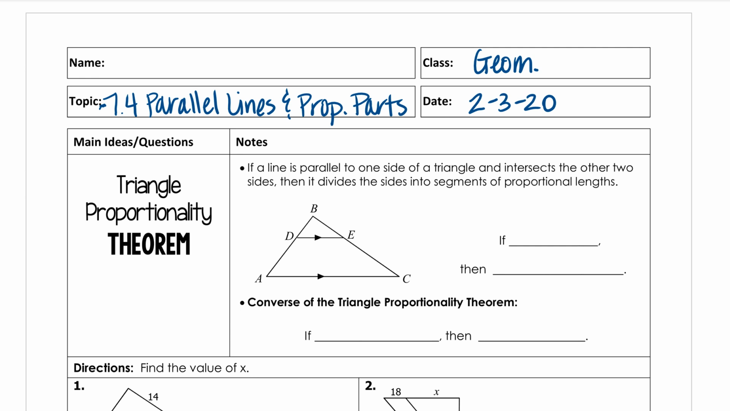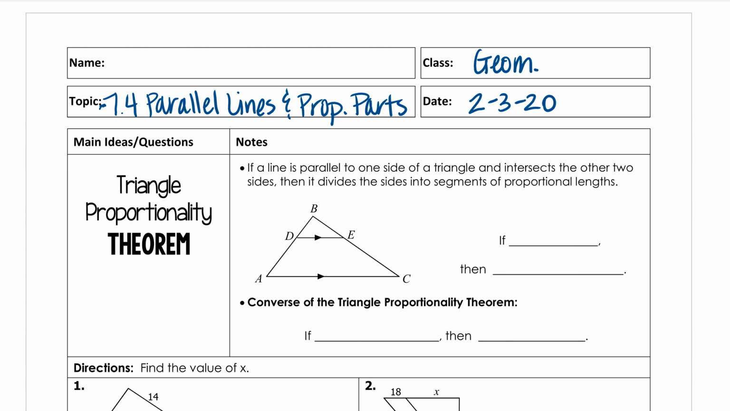Geometry, these are the notes for section 7.4 on parallel lines and proportional parts. So we're going to practice what you're going to do on Tuesday and Wednesday in class when I'm not here. And you're going to follow along on the notes and copy them down, and then you will start working on your assignment.